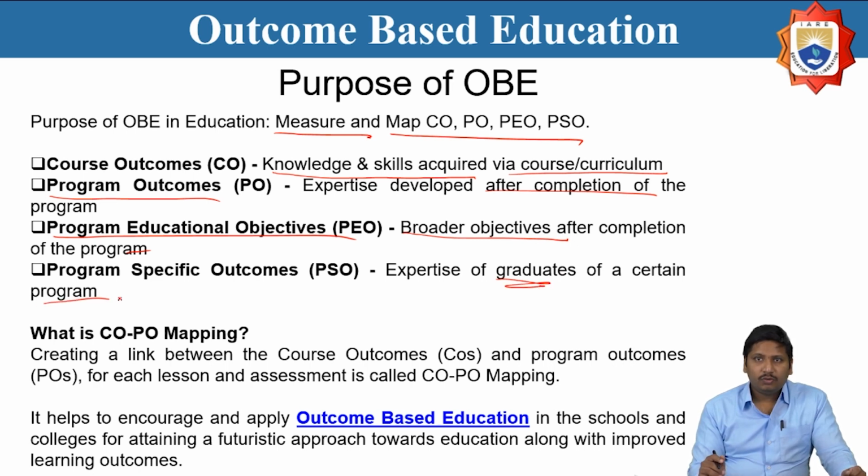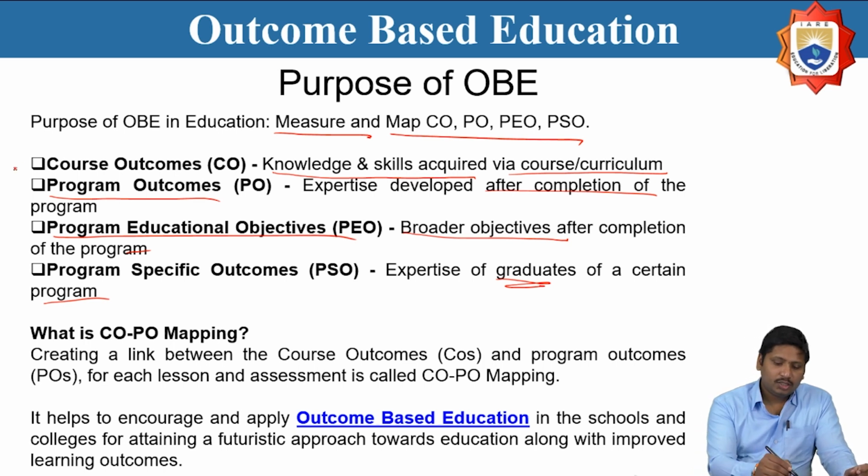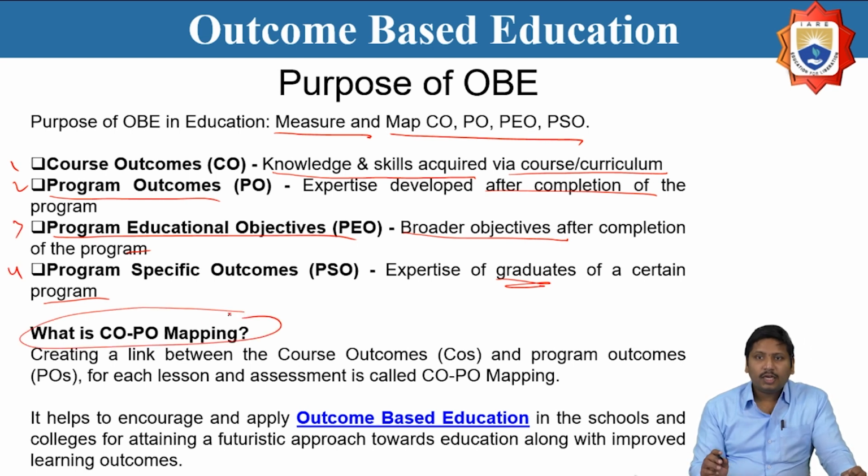Okay, so everything should be linked step by step. COs should be identified for the particular curriculum and the particular course, and POs should be identified. What are the different levels of POs, program outcomes, and how are they identified, and then program specific outcomes, where the expertise of the students should be obtained. Once these things are known, next, what is CO-PO mapping? It is creating the link between the course outcomes and program outcomes for each lesson and assessment.